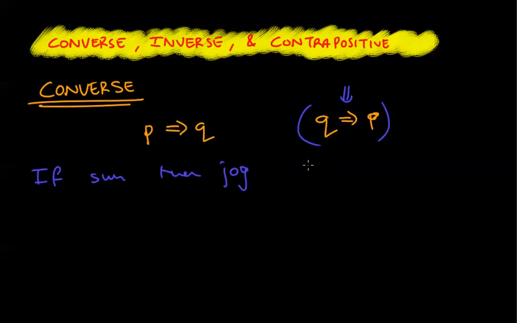Right? Really simple. So you may be asked a really simple question like, P is it's sunny, and Q is I'll go for a jog. Write the converse of P implies Q. Now it could also be something like this: not Q implies not P, and then you write the converse of that. So that's the converse. P implies Q is the basic statement, and Q implies P is the converse.